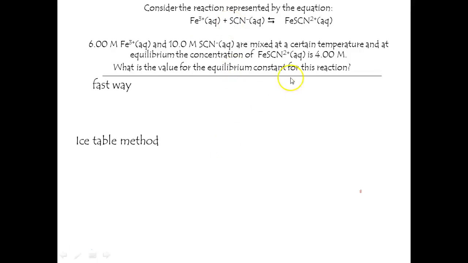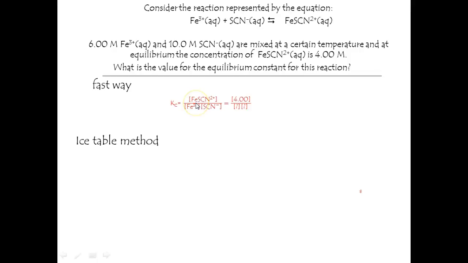It's going to be the concentration of products over reactants. This one on top is going to be your 4. These two on the bottom are each going to go down by 4. So this is going to be 2, and that's going to be 6. Boom, I got it, and I can get you the equilibrium constant. That's the fast way.